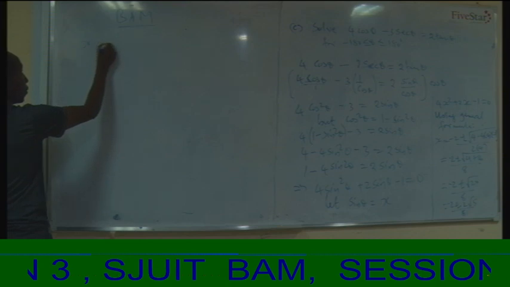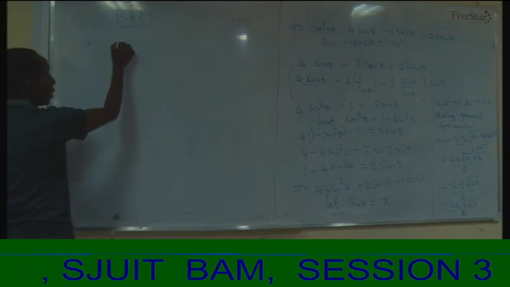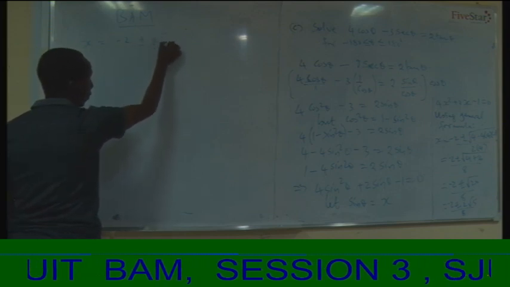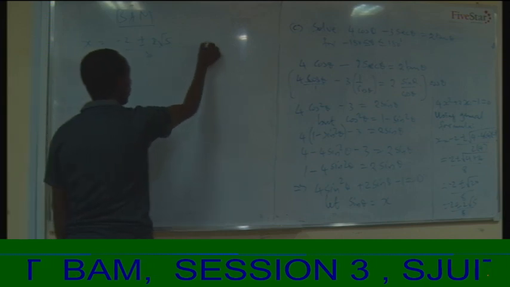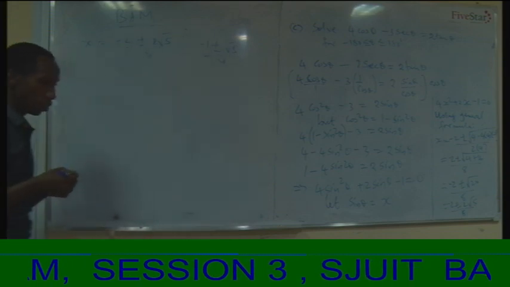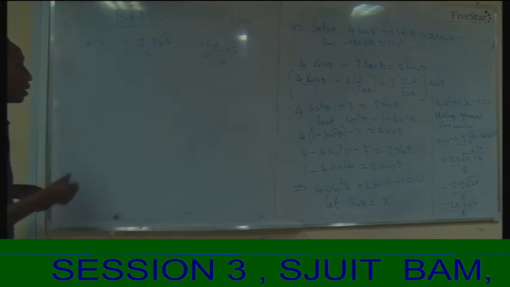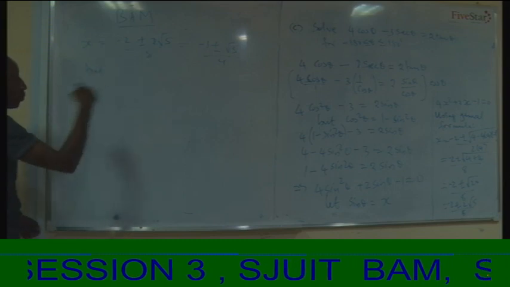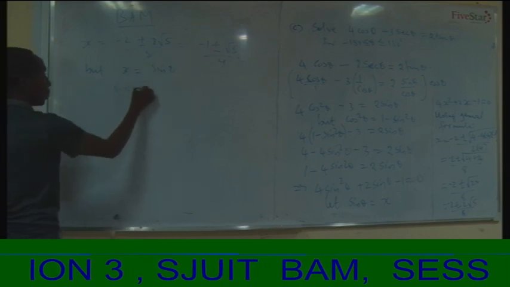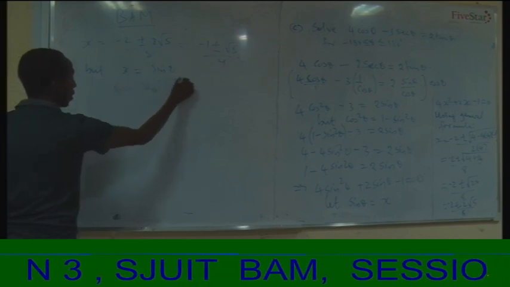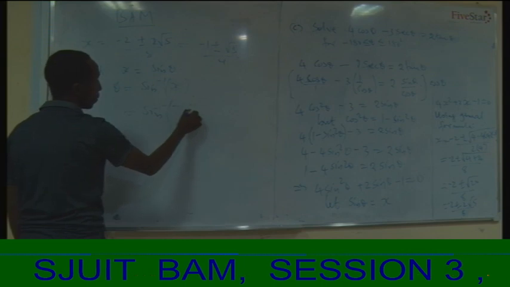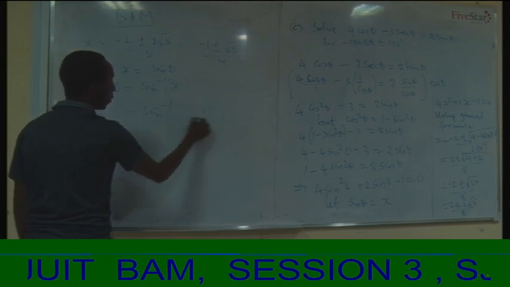x now equals negative 1 plus or minus square root of 5 divided by 4. That is the value of x. But we know x was equal to sine of an angle theta. So if we need theta now, it will be equal to sine inverse of x, and in this case it will be sine inverse of negative 1 plus or minus square root of 5 over 4.